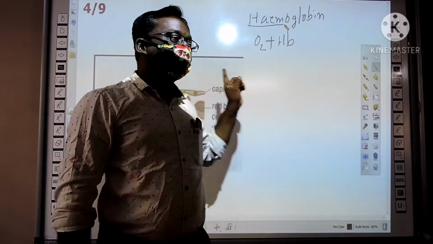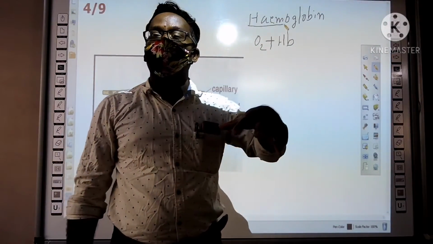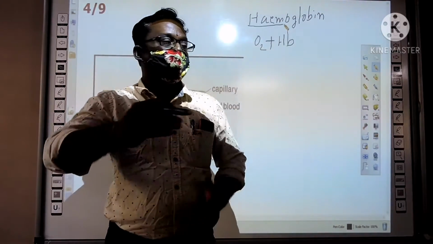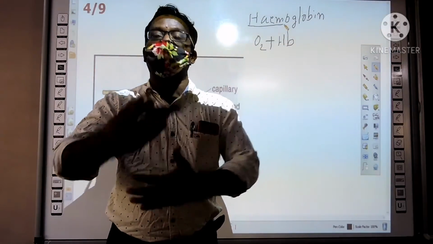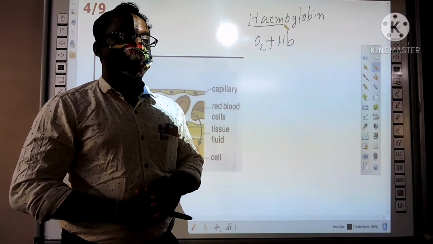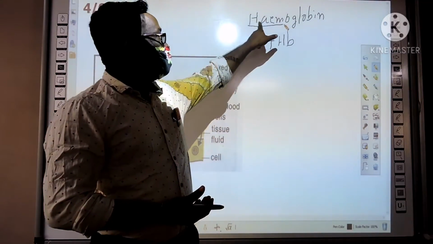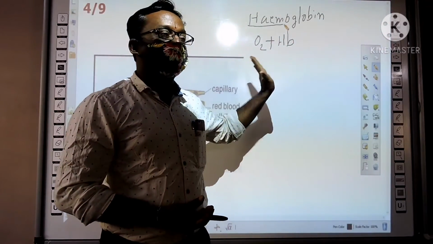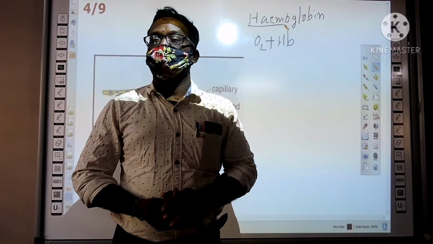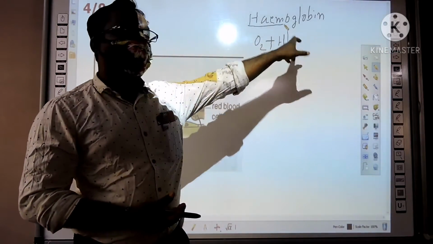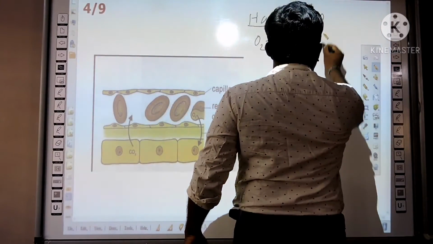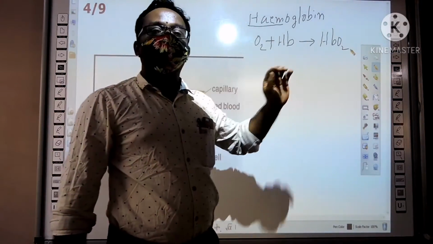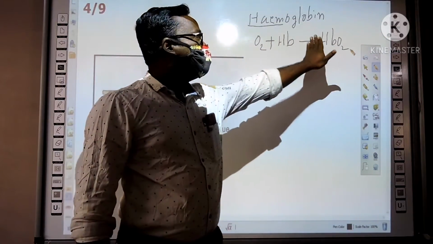Next, the gas transport in the blood depends on the combining capacity of the gases with the blood. Oxygen has more combining capacity with hemoglobin. Why? Because in hemoglobin, heme means iron. The oxygen molecules can combine with iron and form oxyhemoglobin. Hb O2 means oxyhemoglobin. So mostly oxygen is transported in the form of oxyhemoglobin.